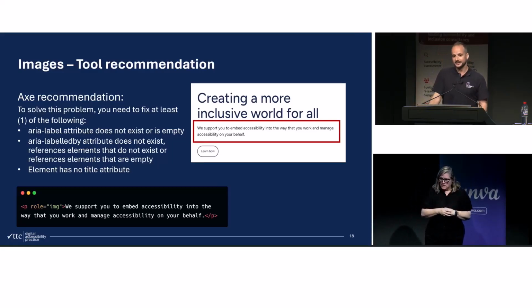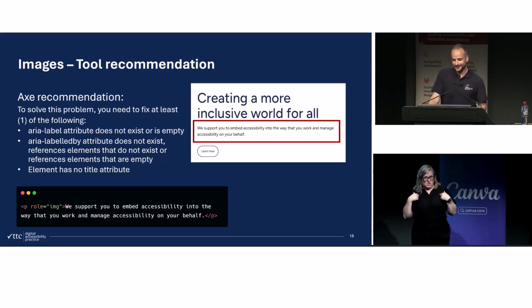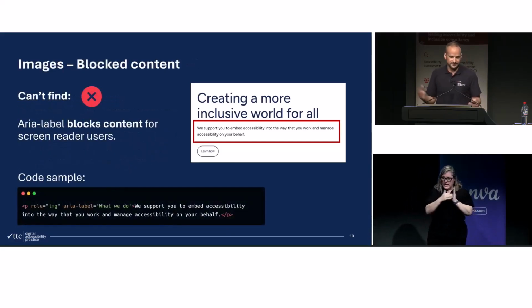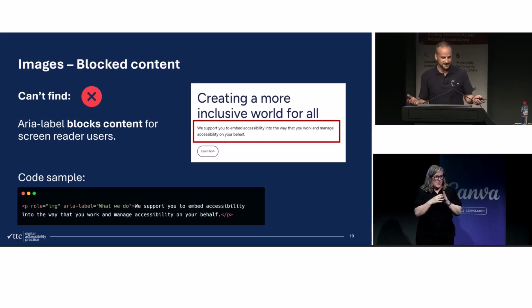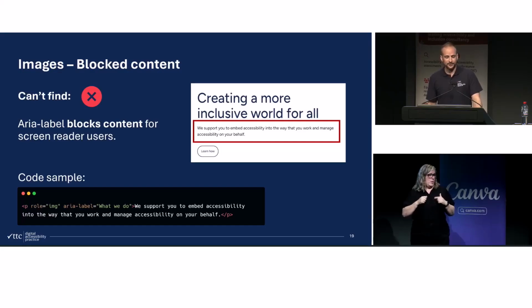So if whoever put role equals image on this paragraph tag, wasn't me, definitely wasn't me, if they followed this advice and added an ARIA label with something that maybe describes what the content is, so they might put ARIA label equals what we do, this will pass the automated tool. It is what it asks for, so I guess it should.